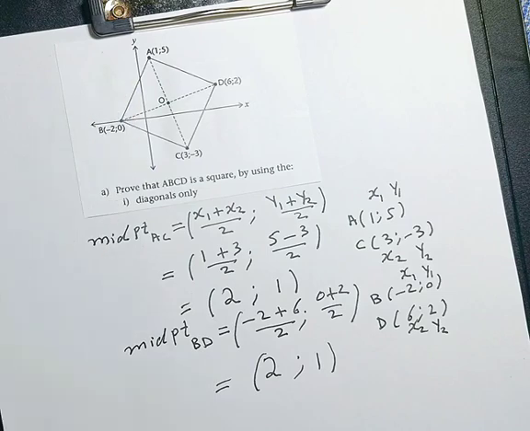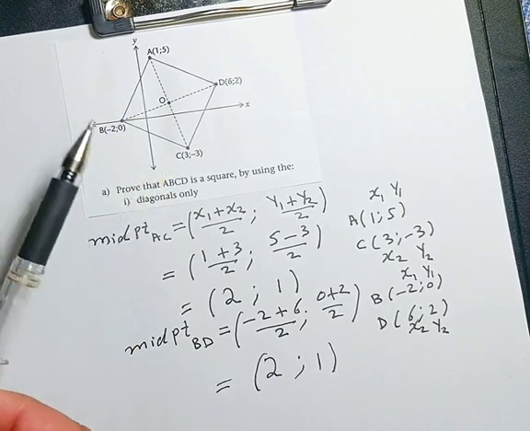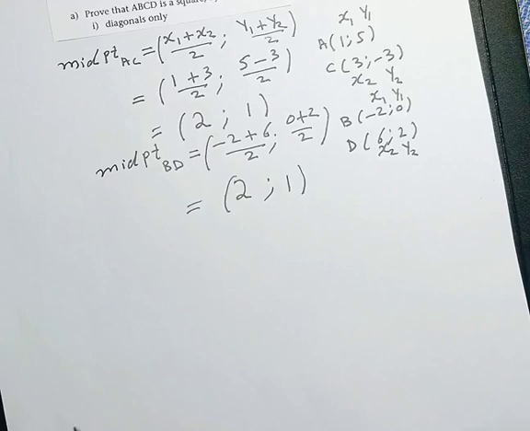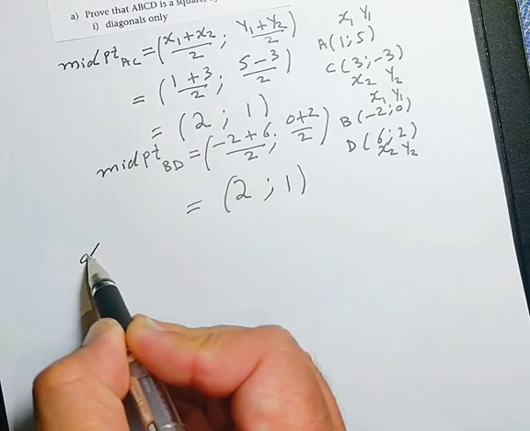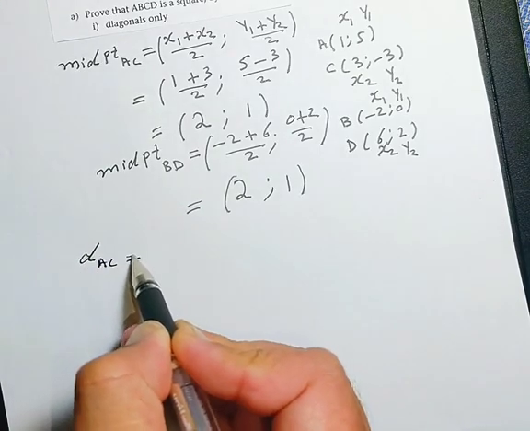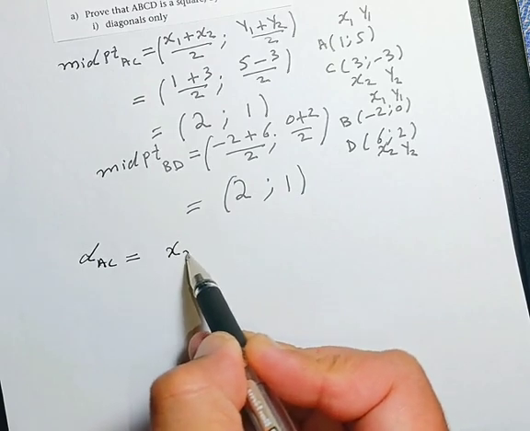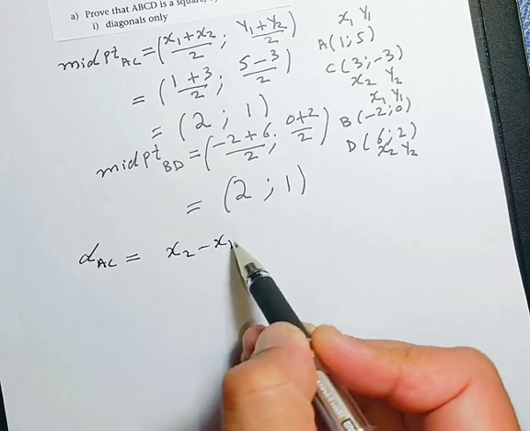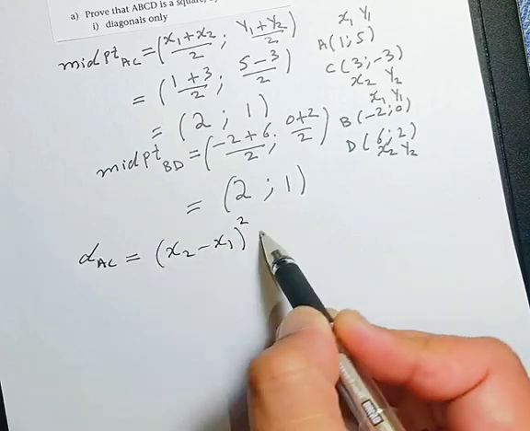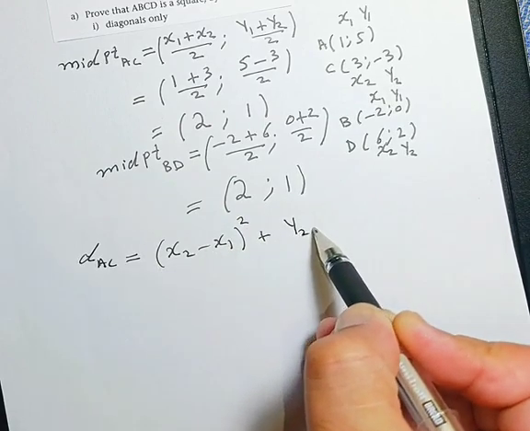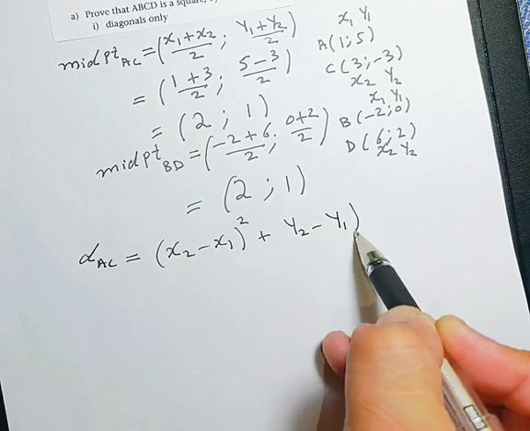So we're going to apply the distance formula. Whenever you need to prove that sides are equal to each other, we have to apply the distance formula. So we're going to take the distance of AC and the distance of BD. So the distance AC, we apply the distance formula: square root of (x2 minus x1) square plus (y2 minus y1) square.